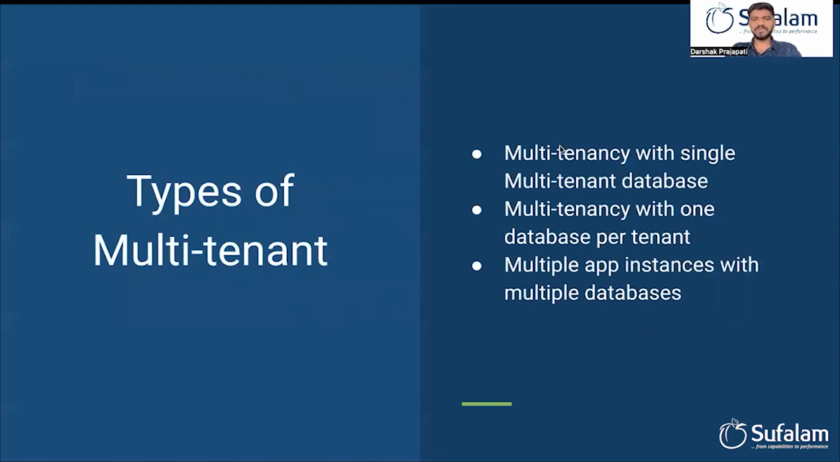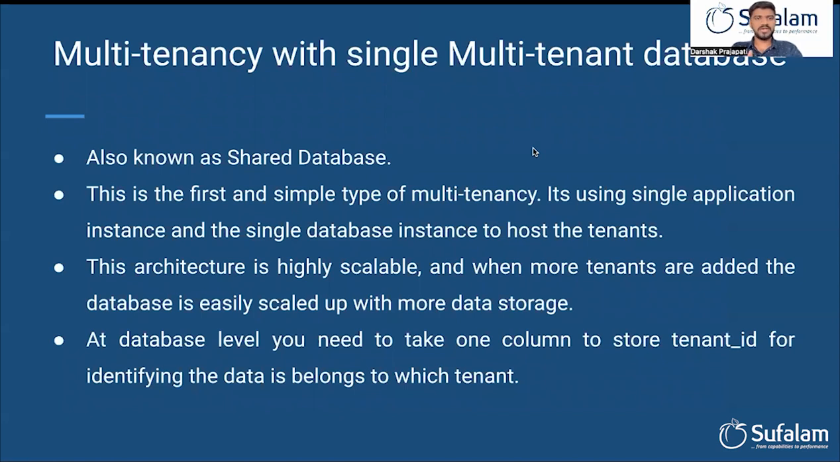There are mainly three types of multi-tenants: multi-tenancy with single multi-tenant database, multi-tenancy with one database per tenant, and the third one is multiple app instances with multiple databases. The first one is the multi-tenancy with single multi-tenant database. This type of architecture is also known as shared database. This is the first and simplest type of multi-tenancy.